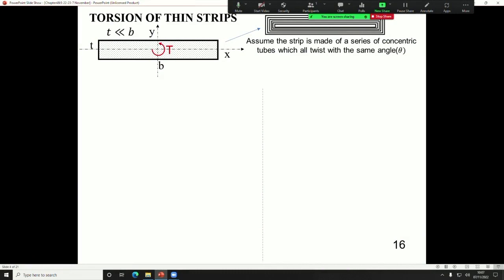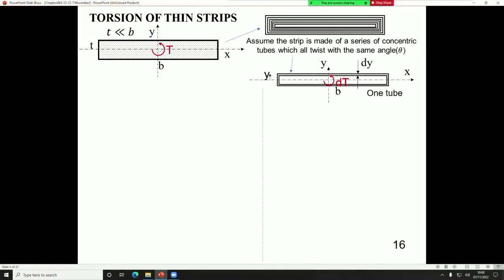Now, if I apply a torque, obviously, all these tubes are going to start rotating with the same angle of twist, based on the theory you learned in the previous part of this chapter. So I'm taking one of these tubes. I said it's made of several concentric tubes which are all stuck together. It's a very, very small thickness. So I'm taking one of those tubes, which is hollow, and I assume this tube is carrying a torque of dT, a differential of the external torque.